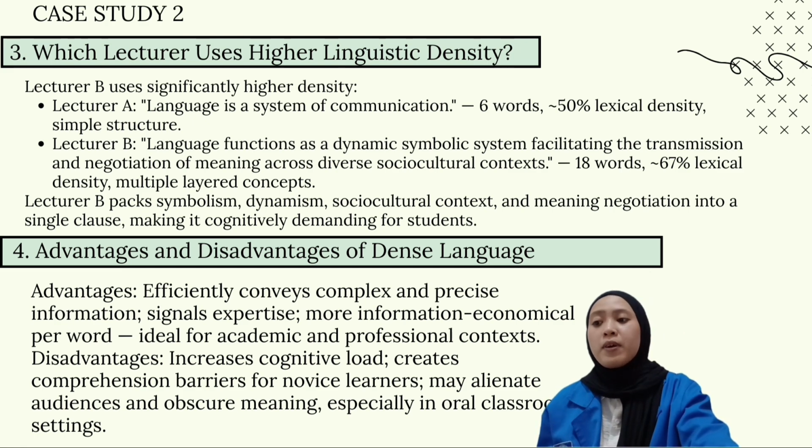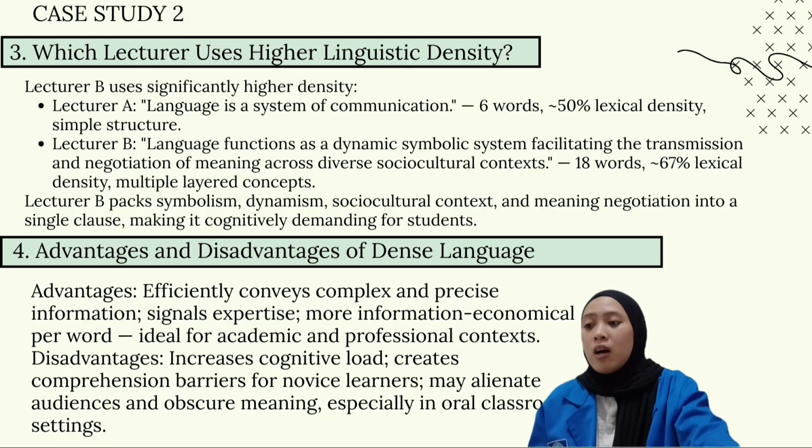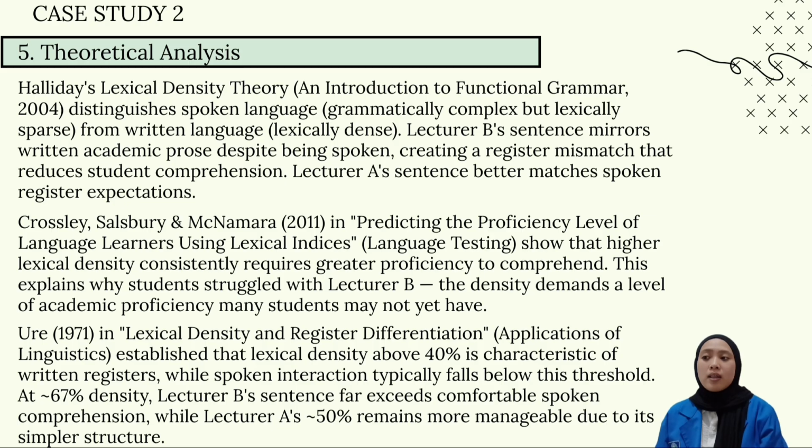Number 4 is advantages and disadvantages of dense language. Advantages: efficiently convey complex and precise information, signals expertise, more information economical per word, ideal for academic and professional contexts. Disadvantages: increases cognitive load, creates comprehension barriers for novice learners, may alienate audience and obscure meaning, especially in oral classroom settings. And the last question is theoretical analysis.